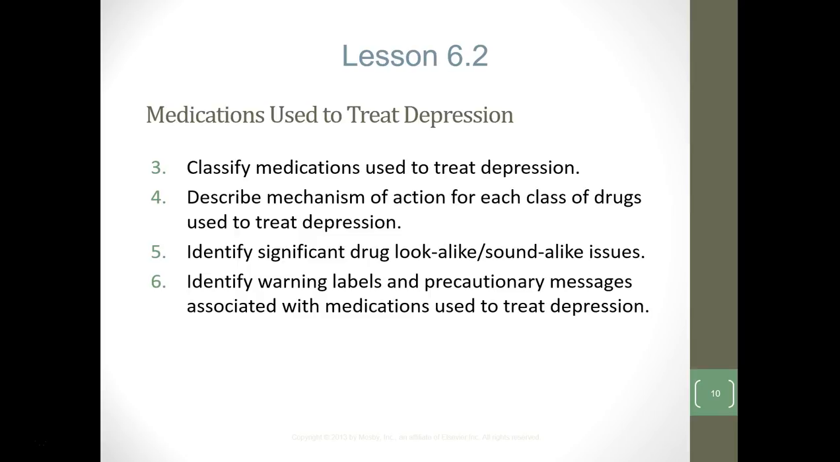The second part of this lesson is about the medications used to treat depression, and the objectives involved in this part of the chapter include: classify medications used to treat depression, describe mechanism of action for each of the drugs used to treat depression, identify significant drug look-alike and sound-alike issues, and identify warning labels and precautionary messages associated with the medication used to treat depression.